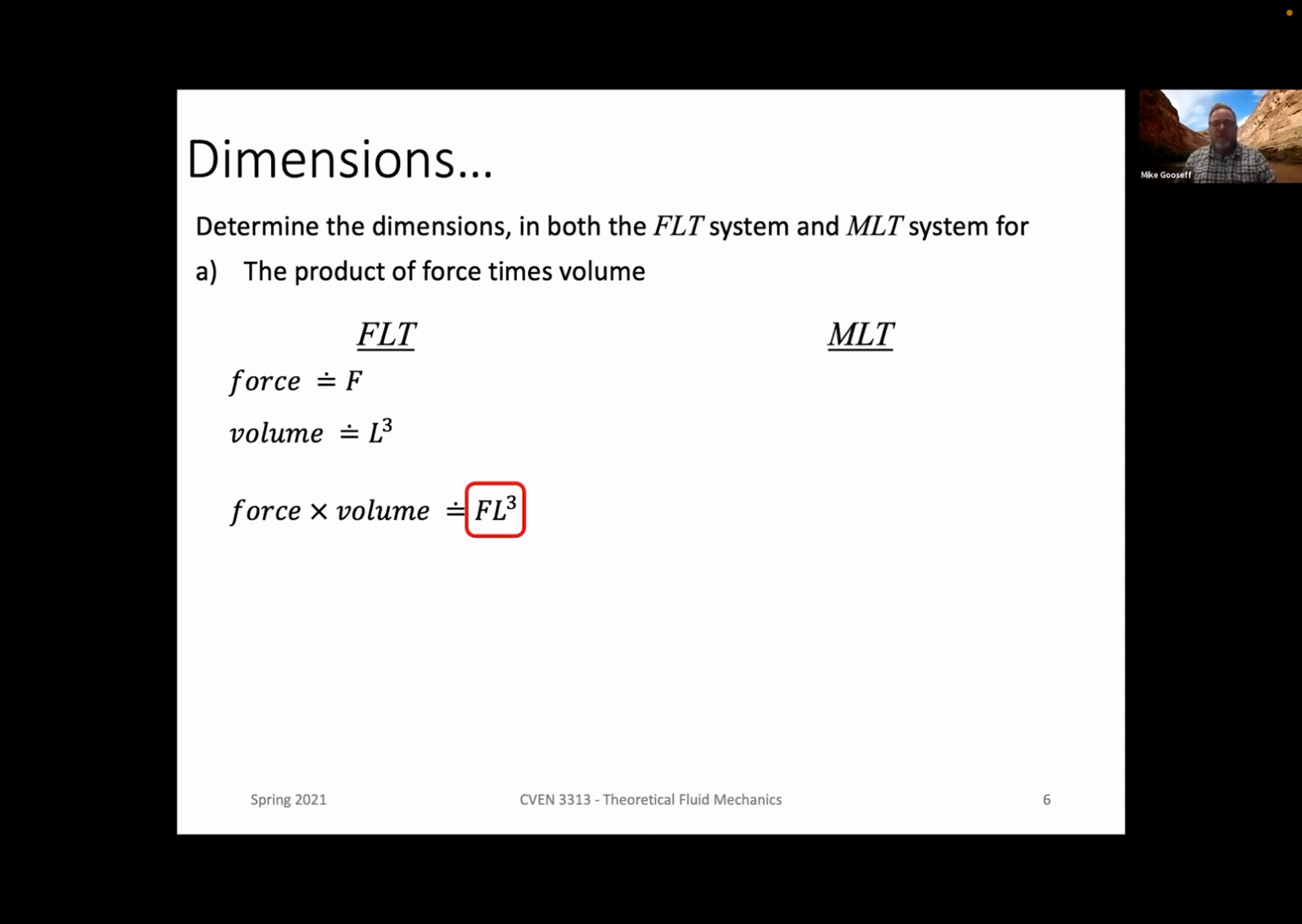Excuse me, on the right-hand side, force is now represented in the MLT system as mass times length divided by time squared, or times time to the -2. And then volume, of course, remains length cubed, right? So when we multiply these together, we're now looking at our solution being something a little bit different. All I've done is put these together.